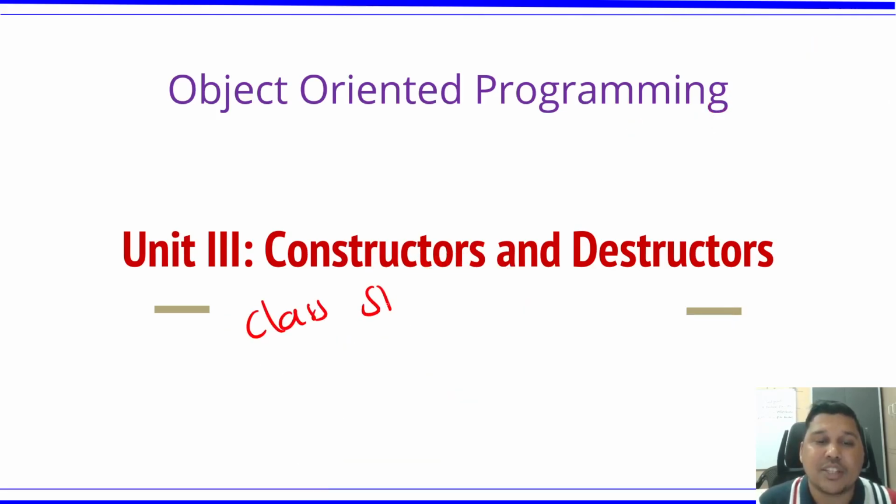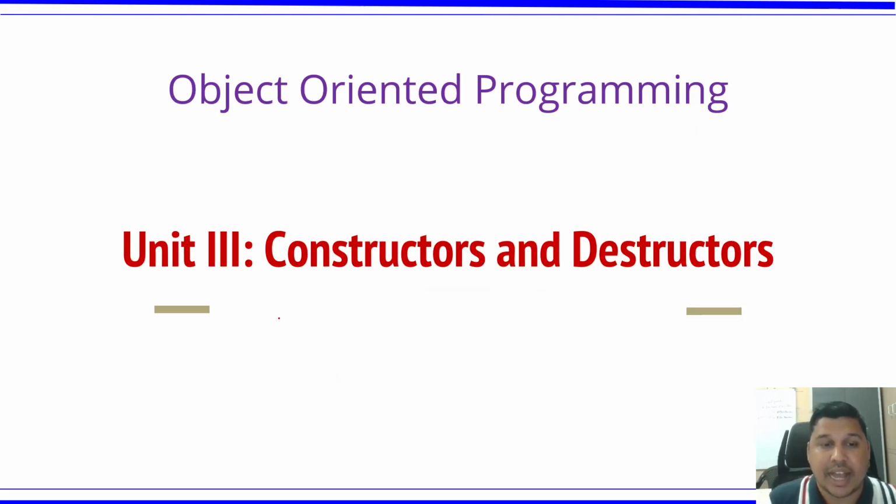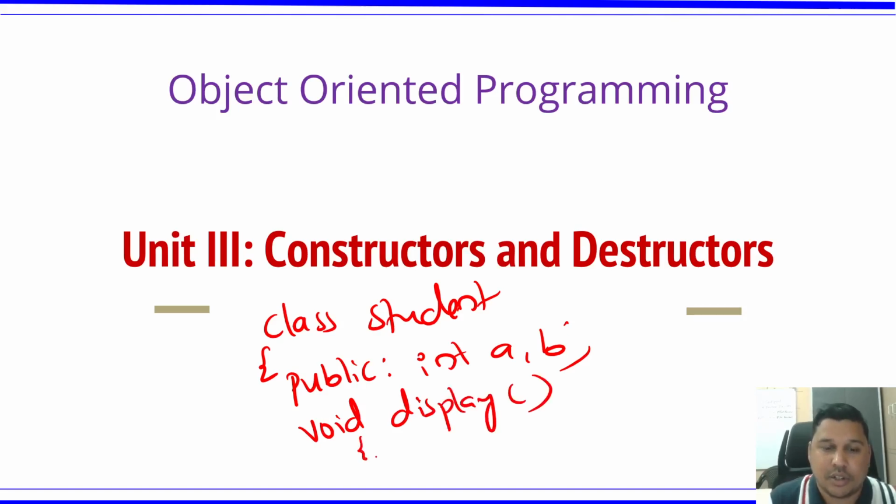We say class student, and I declare some variables here. So from main, when you create the object, memory is allocated, right? But are we assigning any values to those variables? See this. I have a class student. Let's put all public. I have int a, b, and there is some function display with some statements inside, and with this I am closing my class.